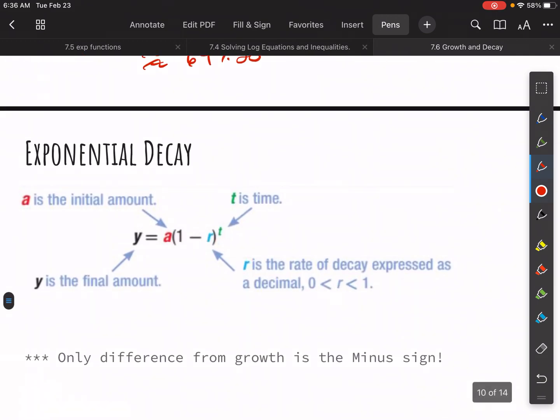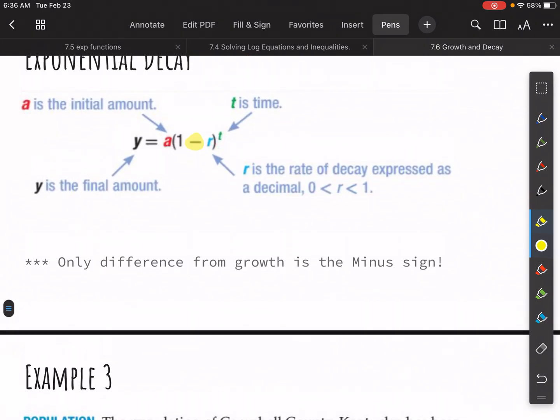Now we're going to get into exponential decay. For exponential decay, I want you to notice that it's the exact same thing. The only thing that's different in exponential decay is this negative. Now we're subtracting the rate. We're not adding the rate to our original, so we're subtracting. Same exact deal, we're just subtracting now.